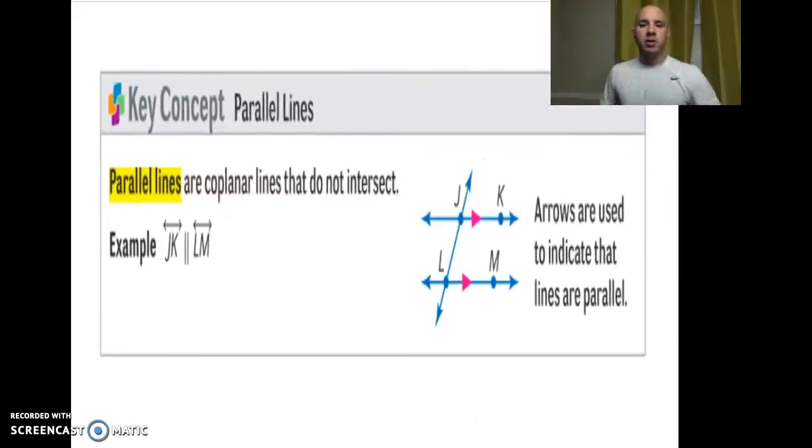Now let's continue our lesson. Here's a key concept on parallel lines. Parallel lines, as you know, do not intersect. They never will intersect. These arrows in red represent parallel lines. Again, they will never intersect.